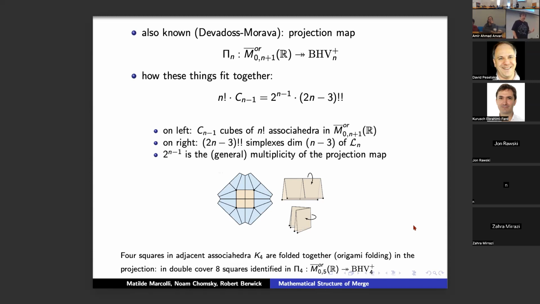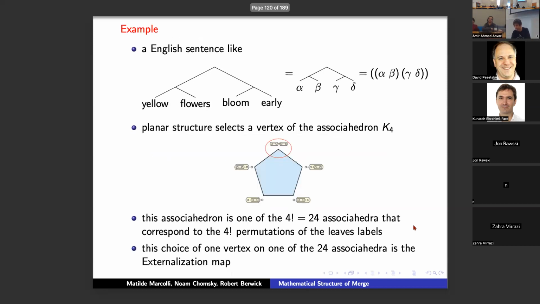Of course, when n gets larger, for n equals 4 we have this pentagon, a two-dimensional picture. When n is large, it becomes higher-dimensional polytopes, which are of course not as easily visualizable. But these geometries are extremely well understood from a combinatorial point of view. So there's a very good way to say very explicitly how you compare all these different choices, on the externalization side of the planar structure and on the mapping to semantic space of the metric data. Okay, so this is all I wanted to say about how you compare these different things.